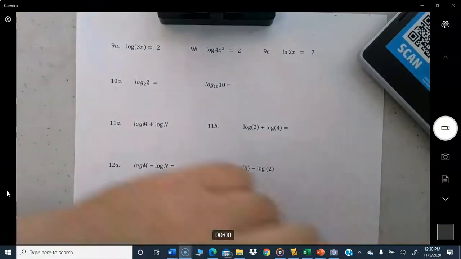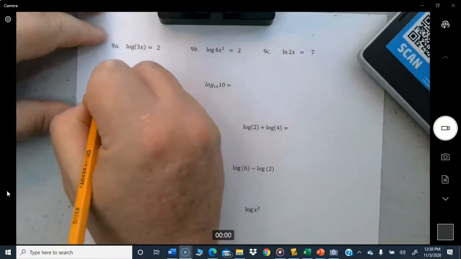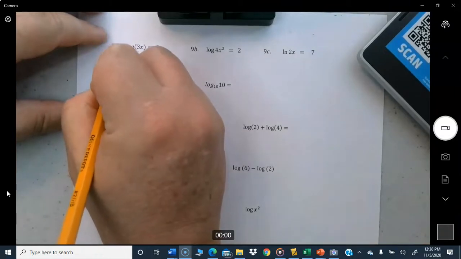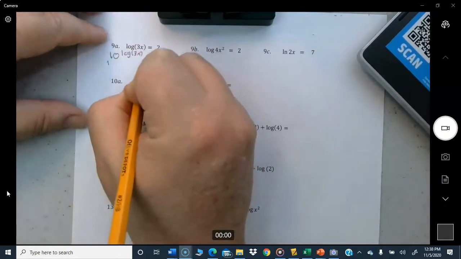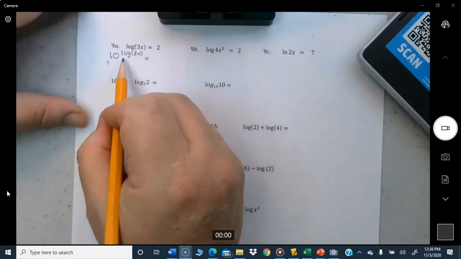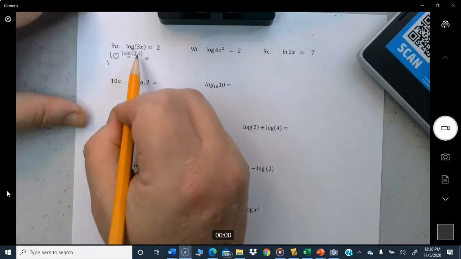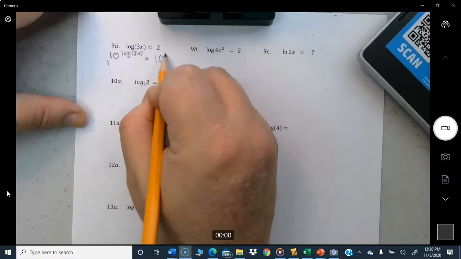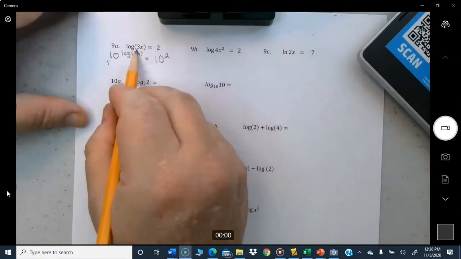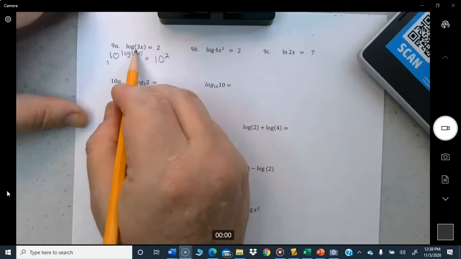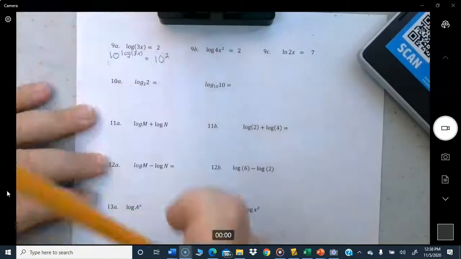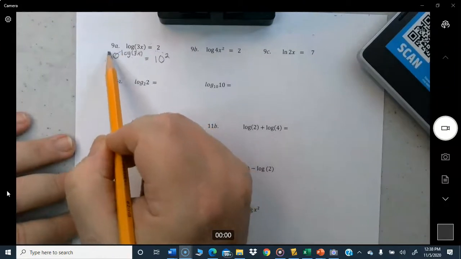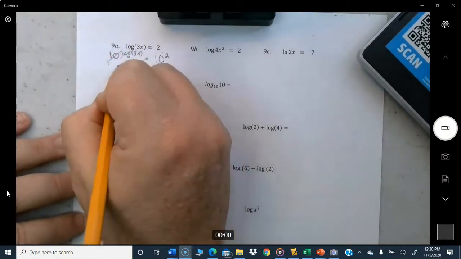So let me show you what I mean. If I take 10, raised to the log 3x, that's going to equal, anything you do to one side, you do to the other. So I took a 10 and I raised this to that, so I'm going to have 10 to the second. If these two are truly equal to each other, they are, then 10 raised to this power should equal 10 raised to this power. Now what happens here? The 10, the exponential and the log cancel each other out, and all you end up with here is 3x.